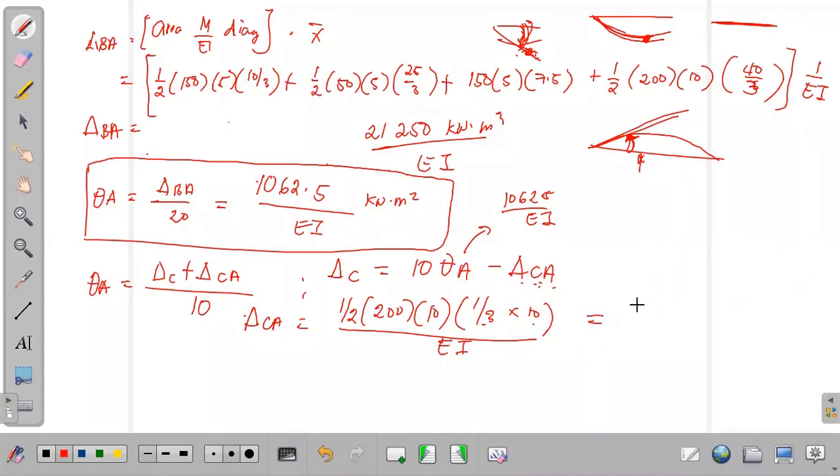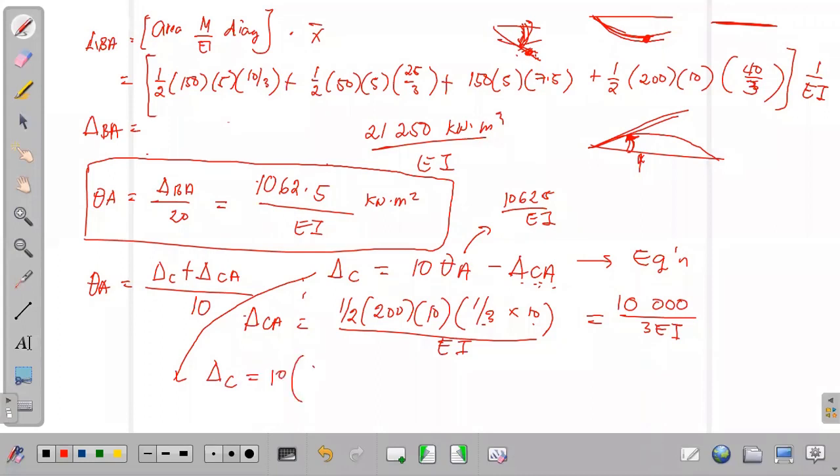$3,333.33. Fraction nga muna. Fraction para ano? 10,000 over 3. 10,000 over 3 EI. So substituting the value here sa equation natin, ito yung equation natin, makukuha na natin yung delta C. So kindly solve for the value of delta C.